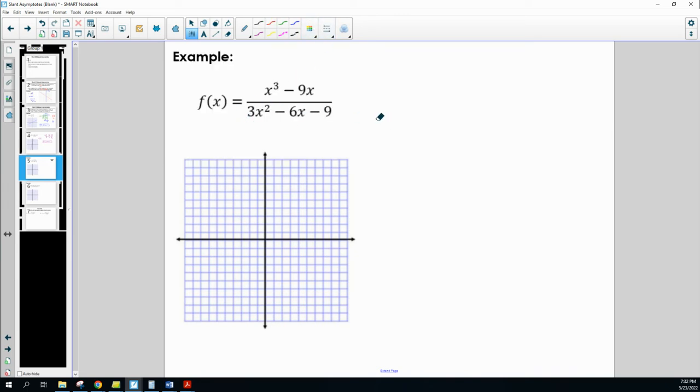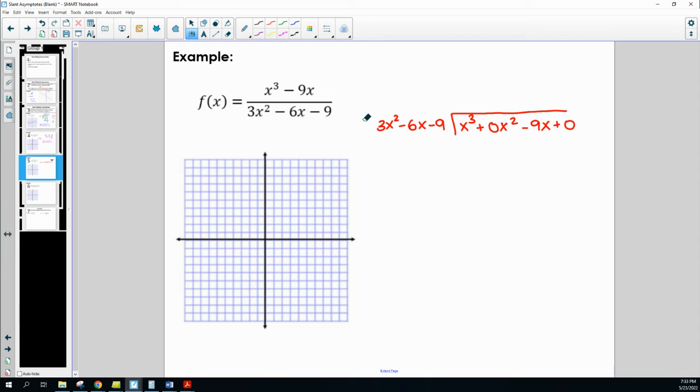So we're going to take the denominator. We're not missing any terms in the denominator, so we're just going to write them: 3x squared minus 6x minus 9. And then in the top, we have x cubed. We're missing x squared, so 0x squared. We have an x term, so minus 9x. And then we're missing our constant term, so plus 0.